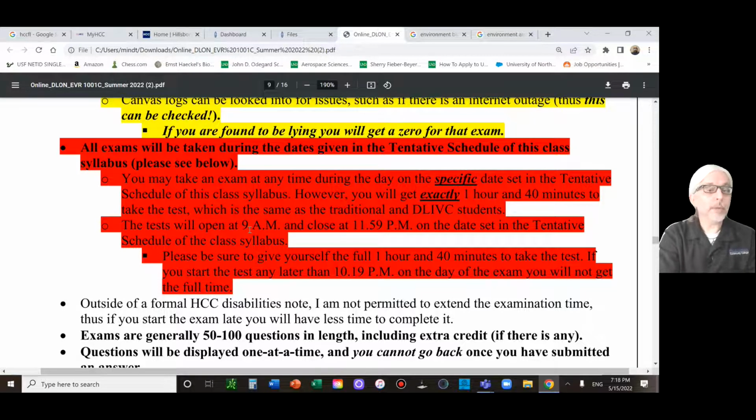But again, let's say you started at noon. Okay, you get 1 hour and 40 minutes. You started at 9 a.m., get 1 hour and 40 minutes. You start at 9 p.m., get 1 hour and 40 minutes. You're getting the exact same time the students on campus get. I'm keeping parity with your classmates.